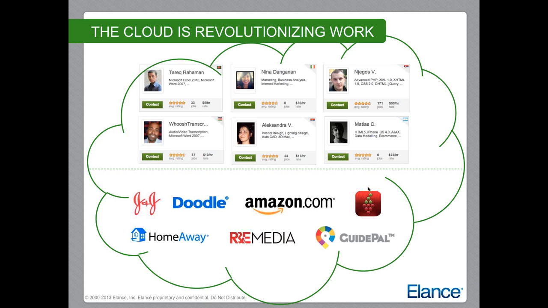These businesses are today mainly small and medium businesses. Actually, 90% of the businesses using Elance are small and medium, and we can name companies like Doodle, HomeAway, GuidePal, and Vivino as some of them. But we also see the larger companies of this planet now coming to find great talent on our platform, companies like Johnson & Johnson, which we're all familiar with, and Amazon.com.